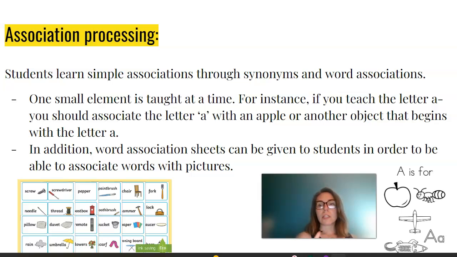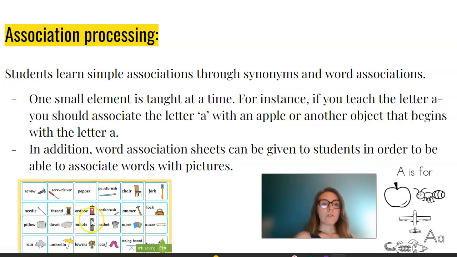I gave two different examples here. So as you are going through, one element should be taught at a time. Meaning, for the lower level grades, you've got A, B, C, D, and you associate, like you see over here, A is for apple, or A is for ant, or A is for airplane and alligator.